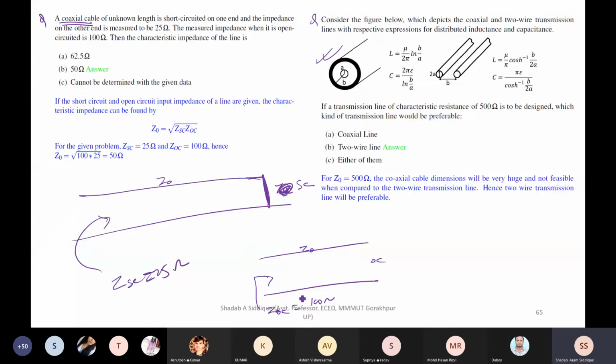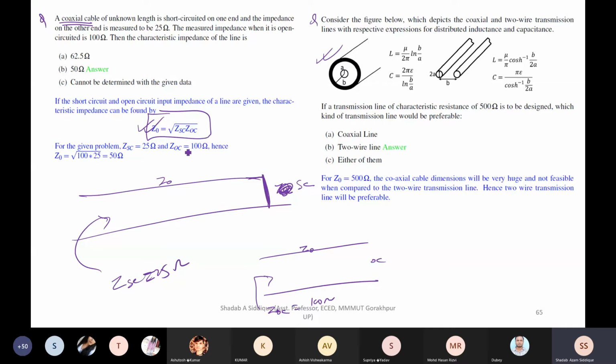Whenever you are given the open circuited and short circuited input impedance, you will be able to find the characteristic impedance of the line. You find the short circuited input impedance and the open circuited input impedance, and take the square root of ZSC into ZOC. That is the formula: Z0 is equal to square root of ZSC into ZOC.